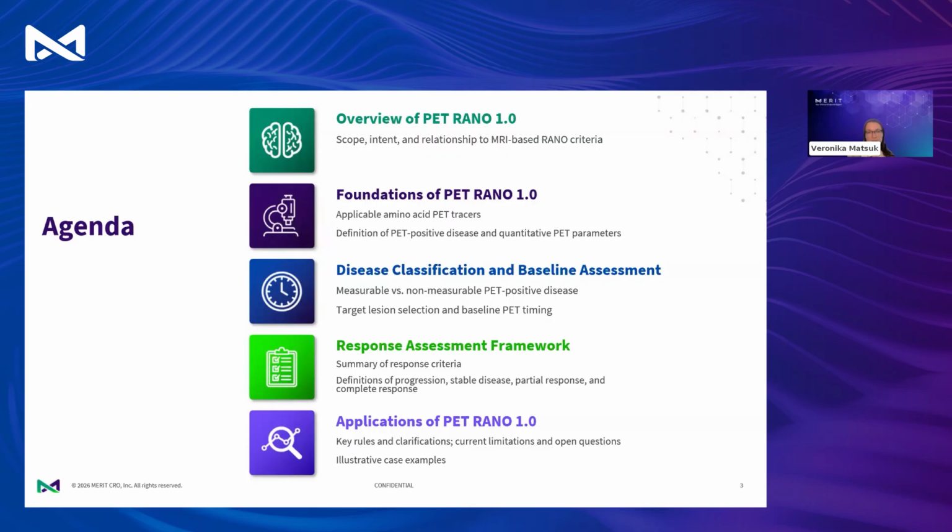I'll then walk us through the response assessment framework itself, focusing on how PET RANO defines stable disease, partial response, complete response, and progressive disease using the standardized metabolic criteria. And finally, we will close with the applications of PET RANO, which includes key rules and clarifications, some practical considerations for clinical trial implementation, some of the current limitations, and a few examples that highlight where this framework may add value in practice. And so with that overview in mind, we'll start with a very high-level introduction to PET RANO.